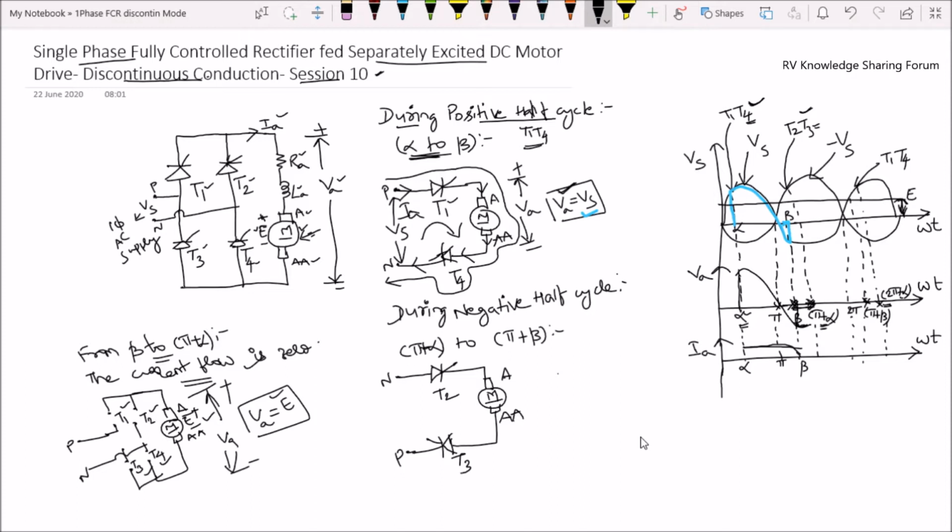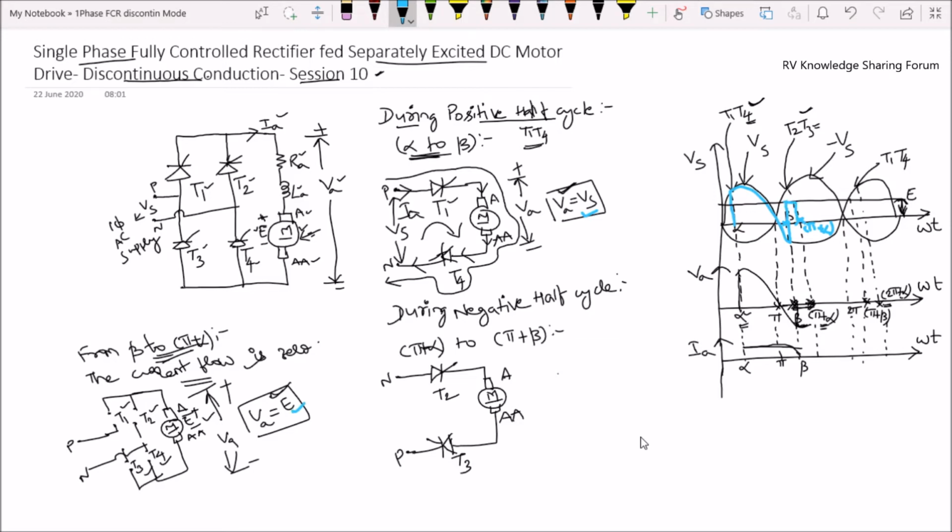Okay, so now let us try to draw this one. Therefore, from beta to pi plus alpha, the armature voltage is equal to 0. So let us draw that. See here, this is beta and this is our pi plus alpha. From beta to pi plus alpha, the value of the armature voltage is E. Therefore, it will be something like this much.